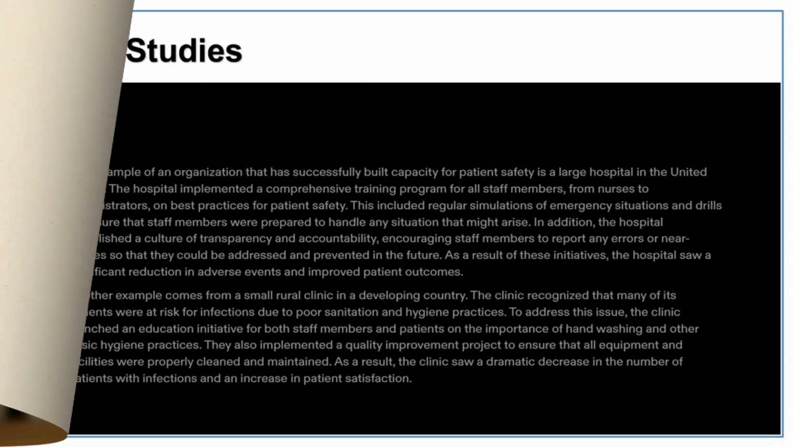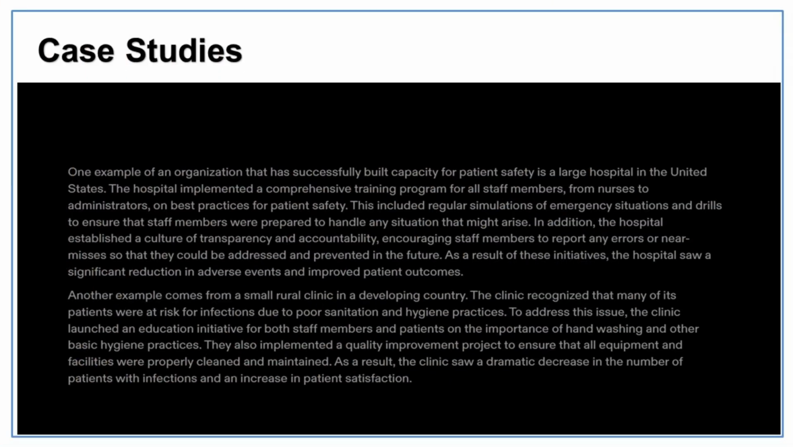केस स्टडीज़ में एन एग्जांपल फ्रॉम यूनाइटेड स्टेट्स, a hospital implemented a comprehensive training program for all staff, from nurses to administrators, on the best practices on patient safety. This included regular simulations of emergency situations and drills to ensure all staff members were prepared to handle any situation that might arise. In addition, the hospital established a culture of patient safety, which was the first core component, and that culture included transparency and accountability. It encouraged the staff to report any errors or near misses.